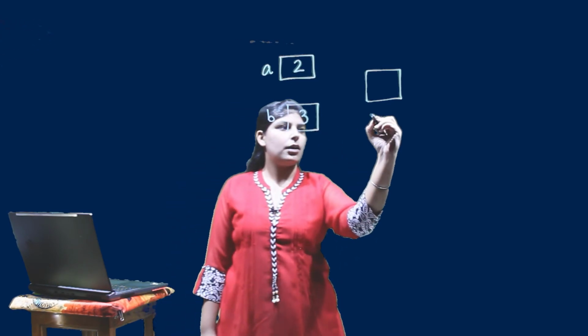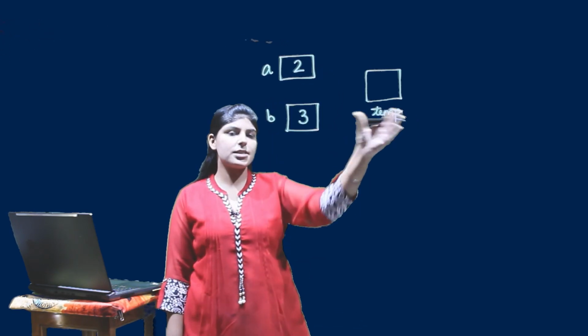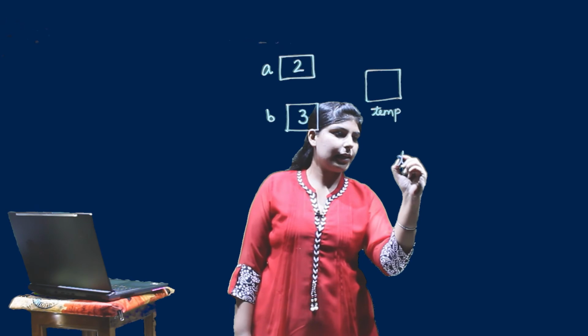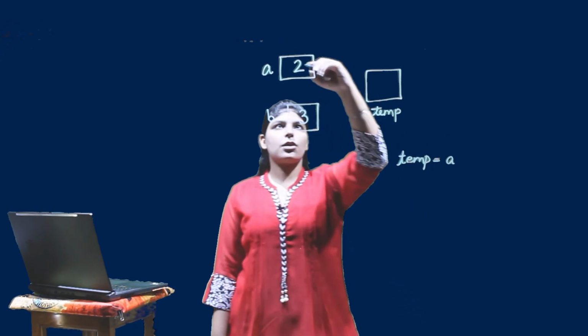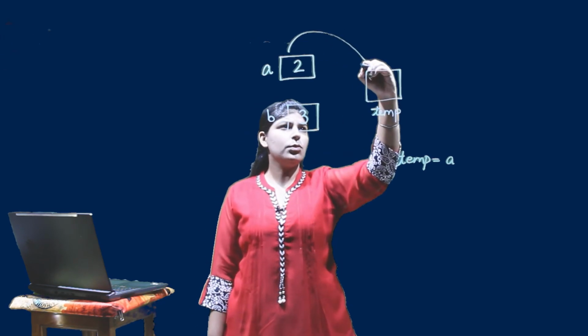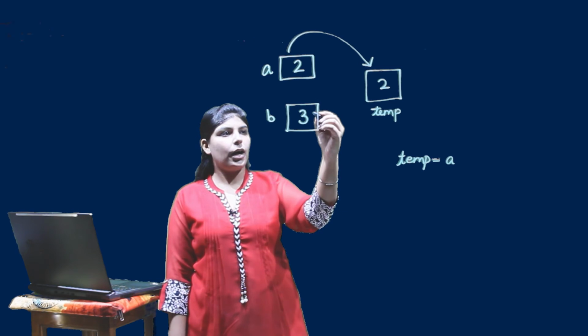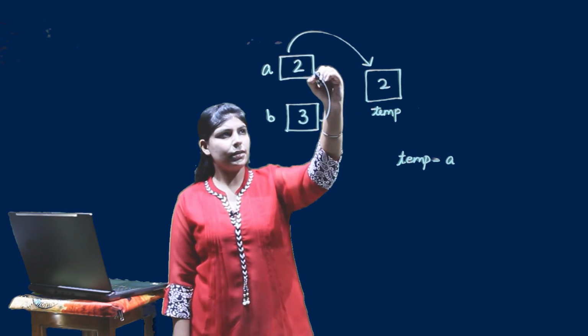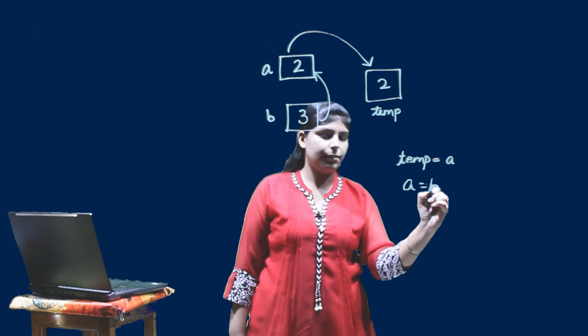First of all, I'll store one value, let's say the value of A, in this temporary variable. So I'll write temp equal to A. Now this value goes into temp, so I have 2 stored here. Now I can store the value of B in A. So I'll write A is equal to B.